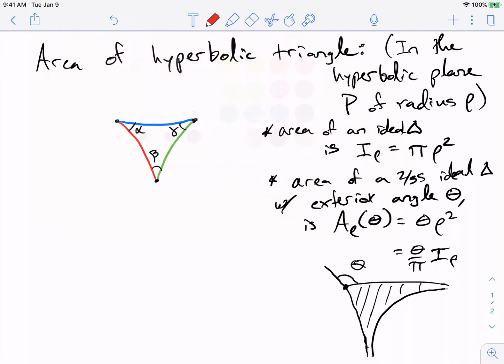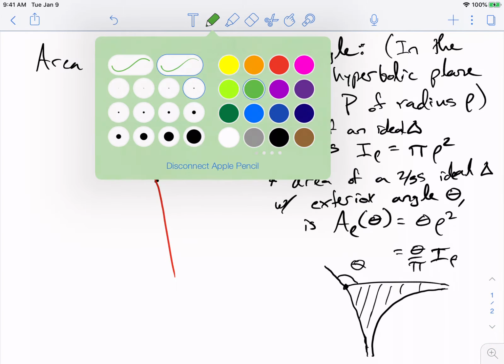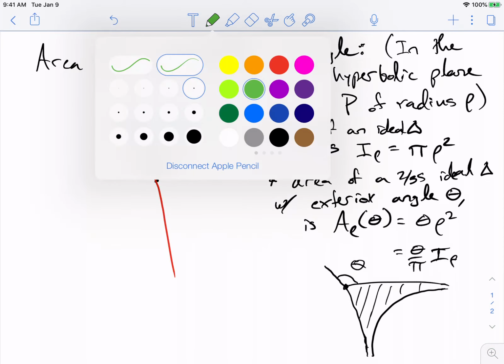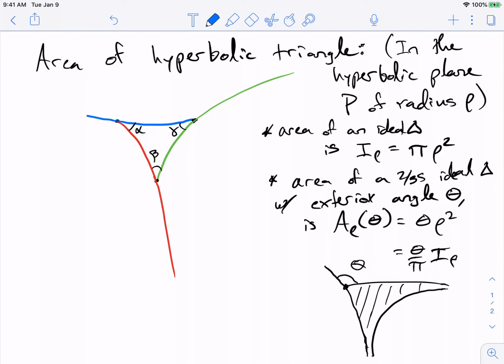Okay, so to use these facts to find the area of this hyperbolic triangle, the hint I gave you was to extend each of the edges in a single direction. Now, of course, there's nothing stopping me from extending all the edges like this, but I don't need to. So I'm just going to look at 3 rays, the green, the blue, and the red. And the further hint I gave in office hours today was that you can build an ideal triangle out of this.